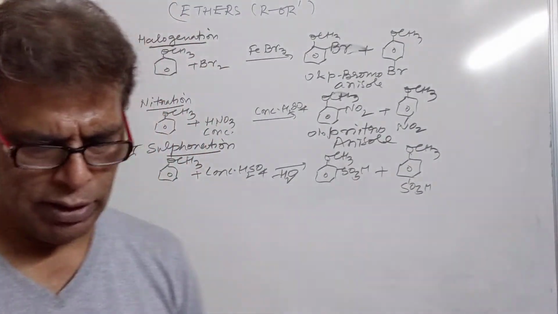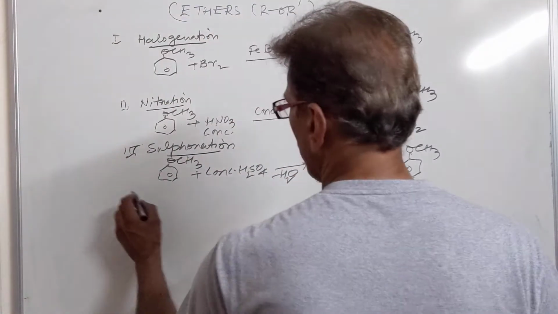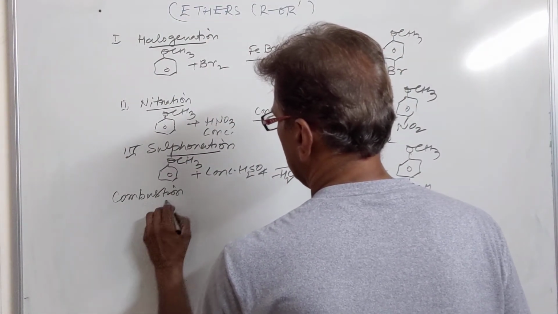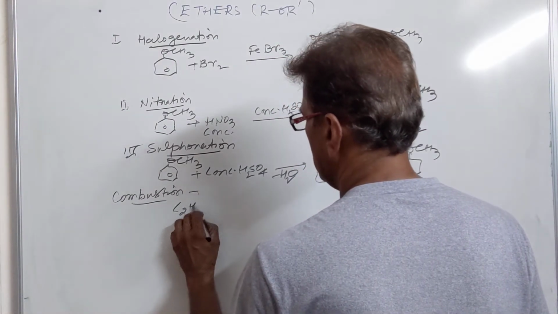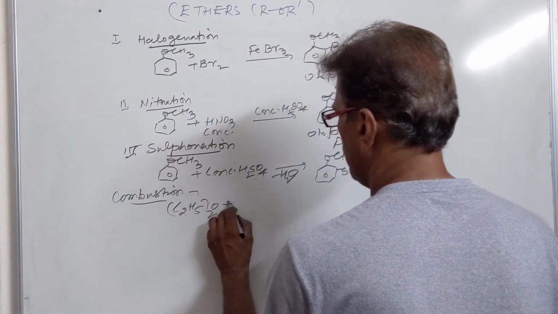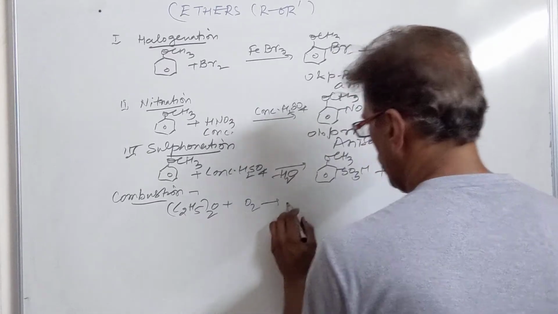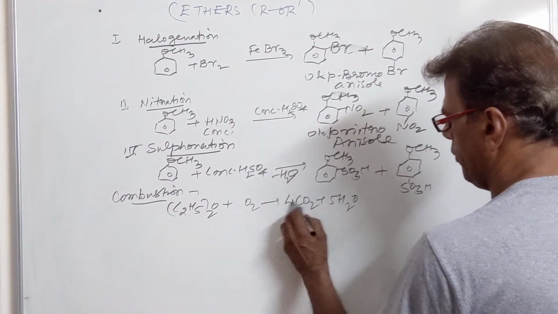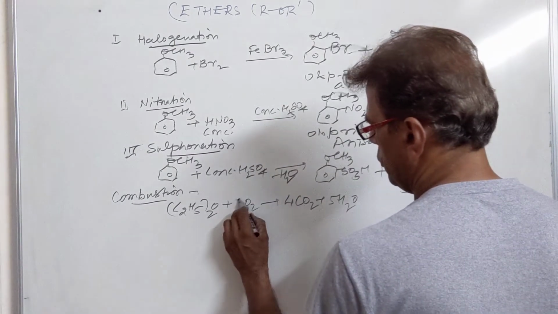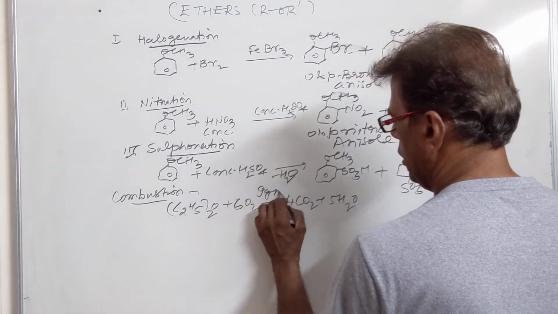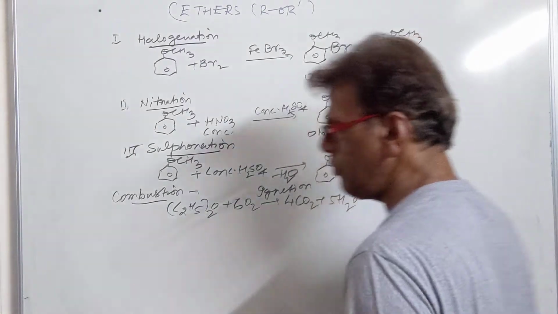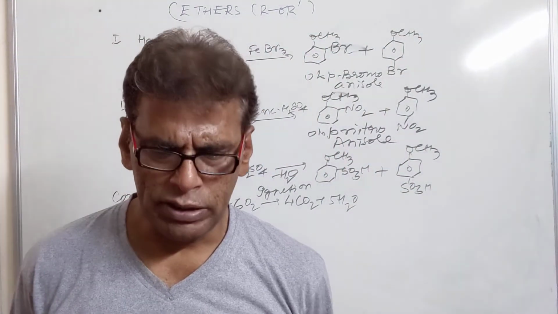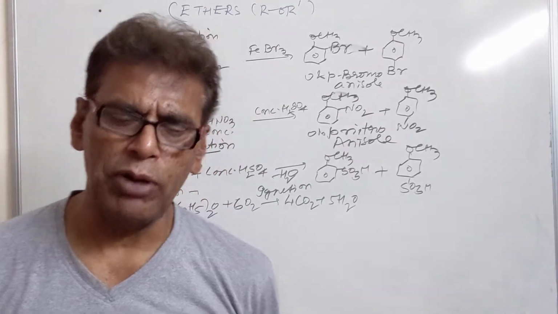And now we have the combustion of ethers. When ether is ignited in excess of oxygen, it will be totally burnt. 4 CO2 and 5 H2O are produced. We have 6 oxygen here, so it needs 6 on ignition. So this is all about the preparation and chemical properties of ether along with physical properties.